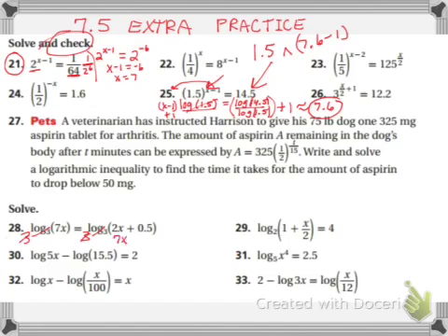And I get 7x equals 2x plus 0.5. You're going to solve that with Algebra 1 methods, so I'm not going to finish that one for you.